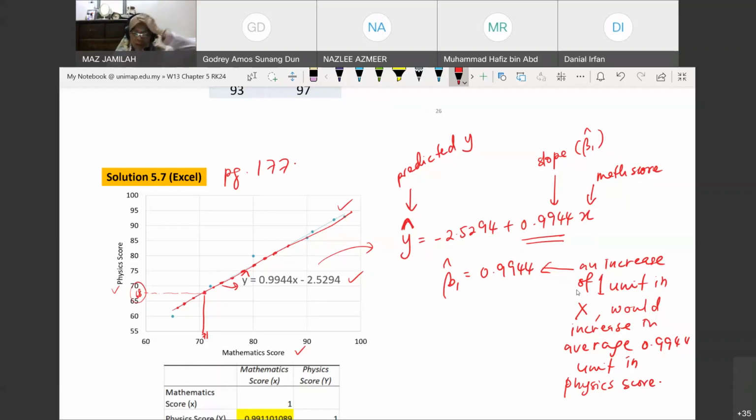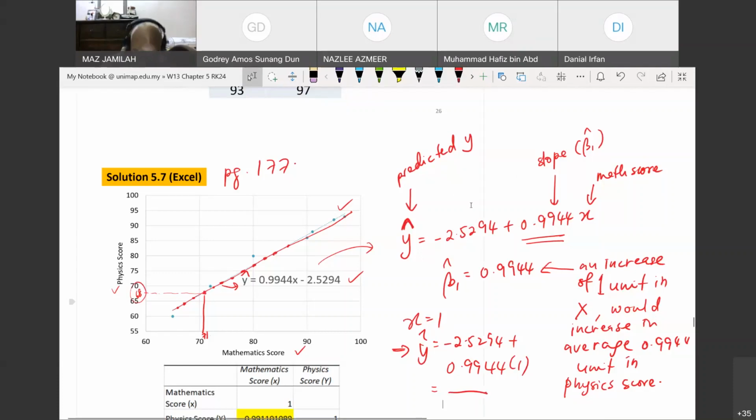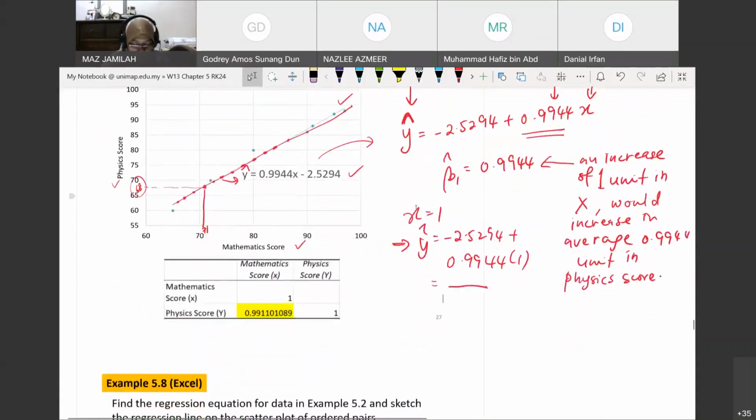It means that if, let's say, your x is equal to 1, your y hat is equal to negative 2.5294 plus 0.9944 multiplied by 1. So you will get what here, class? If you calculate, you will get the value. An increase of 1 unit in x will increase 0.9944 unit in y, or physics 4. So that's how you interpret your slope based on your regression equation.